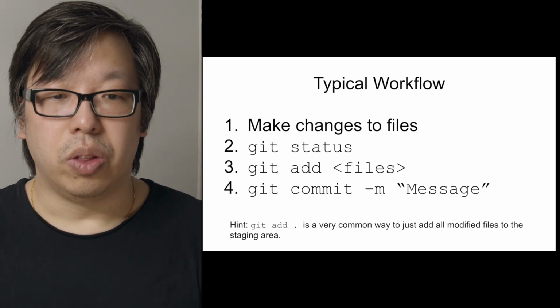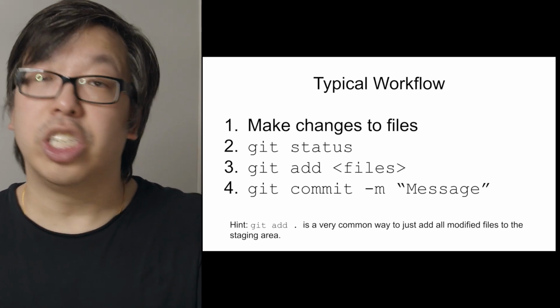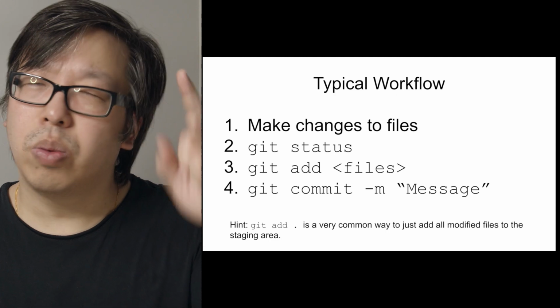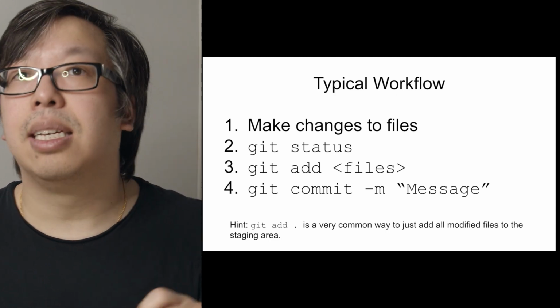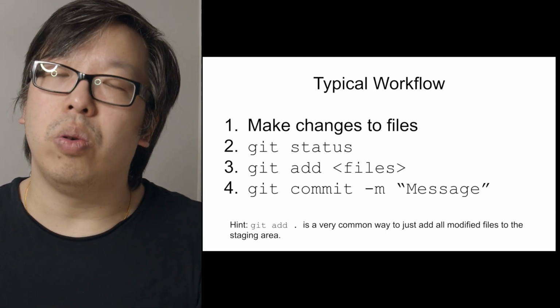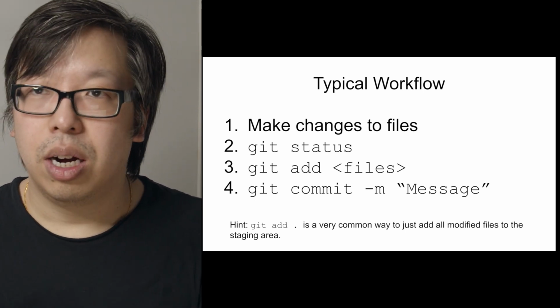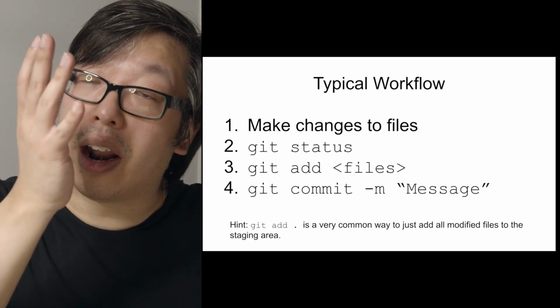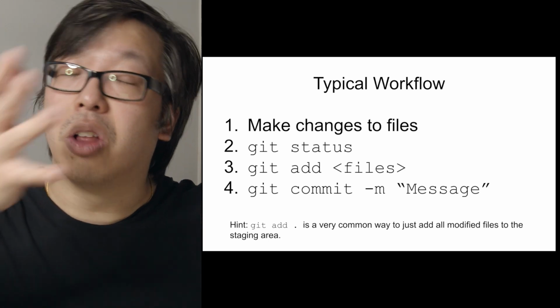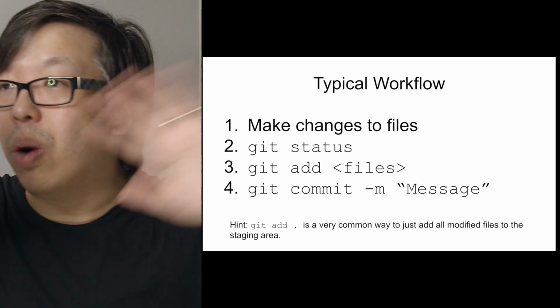Okay, so this is the typical workflow. Make changes to files. There's one thing I didn't mention, sorry. Step 2, git status. Git status will tell you where all these files are. Are there certain files that are changed but not staged? Are there certain files that are staged? What status are we in?